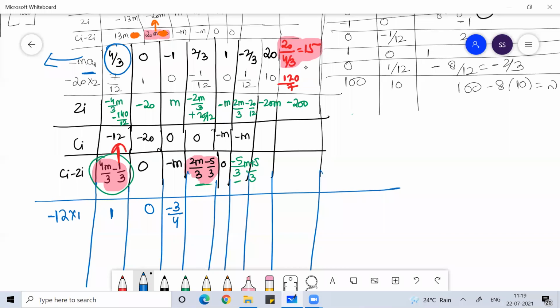Then 2 by 3 divided by 4 by 3 means 1 by 2. Then 1 divided by 4 by 3 means 3 by 4. And minus 2 by 3 divided by 4 by 3 means minus 1 by 2. And 20 divided by 4 by 3 is 15. This is minus 20 h2. Clear, everyone?